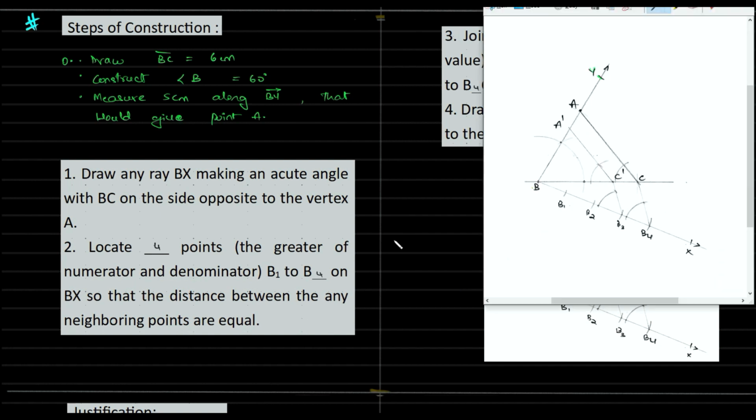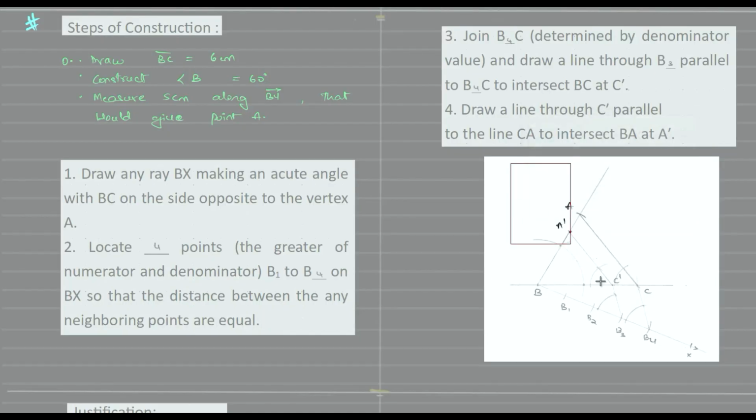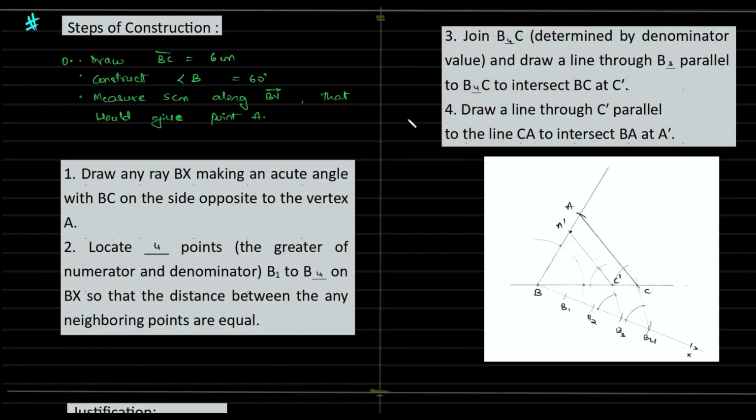And now the justification. So first thing is, let me paste it. This is not to be drawn again. It's only for us to refer and write down.